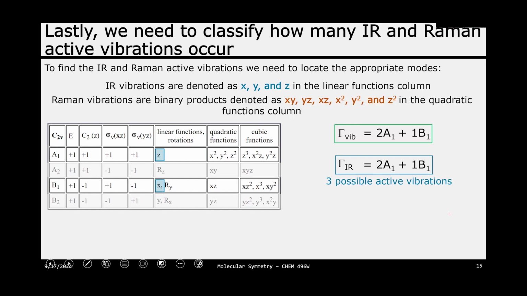Now for the Raman, we're going to look at the binary products. So that's anything that's XY, YZ, anything that has two things in it. So here, we're focusing on the quadratic functions column. So this column here, we won't deal with the cubic functions column. Don't worry about that. I don't even know what that does. I've never dealt with it. Again, beyond the scope of this class and what I know.